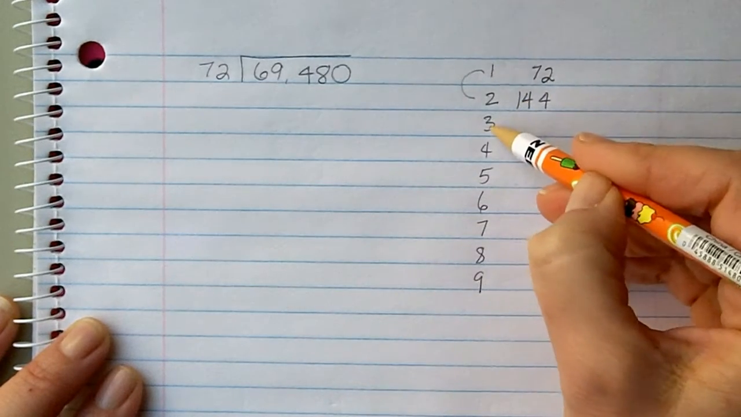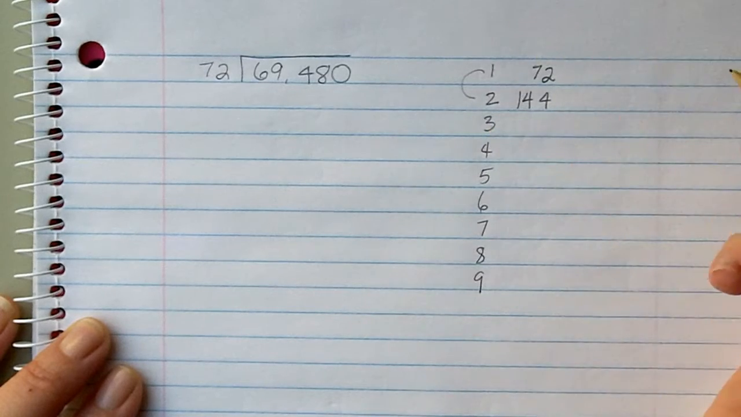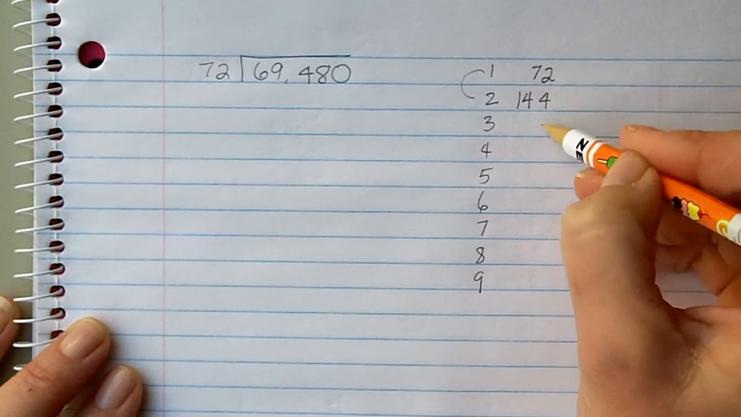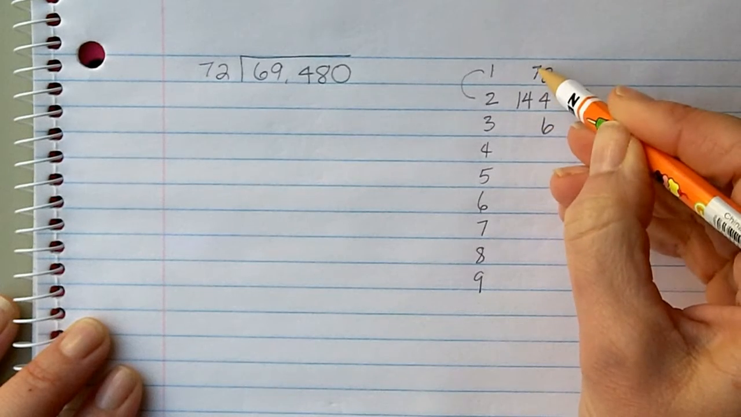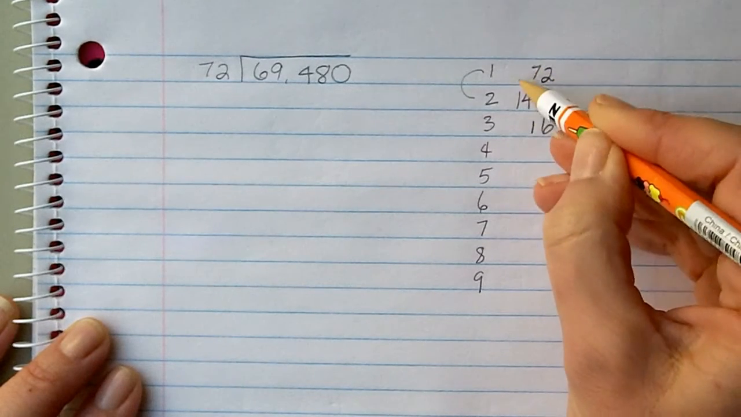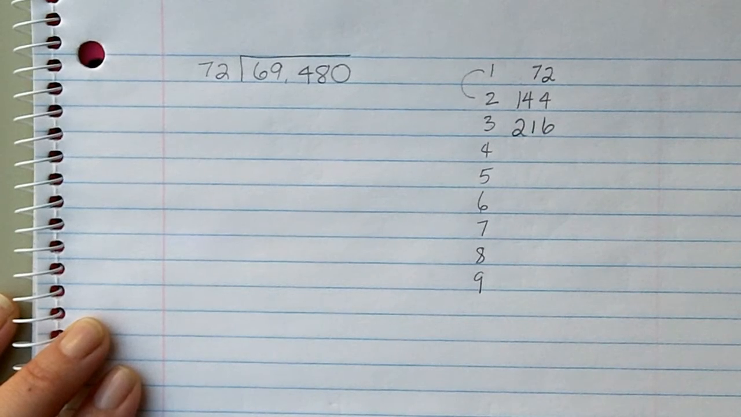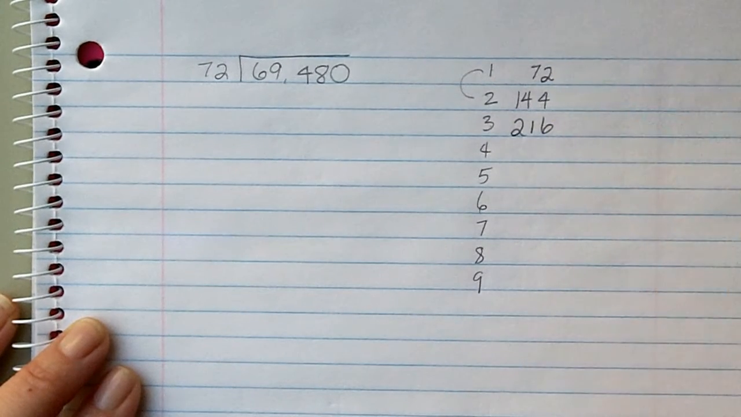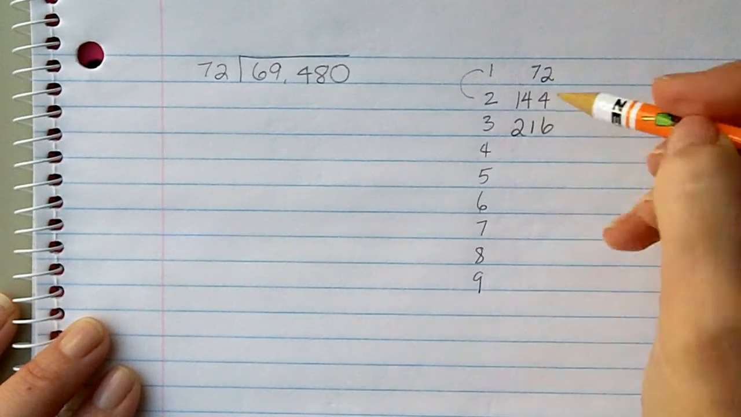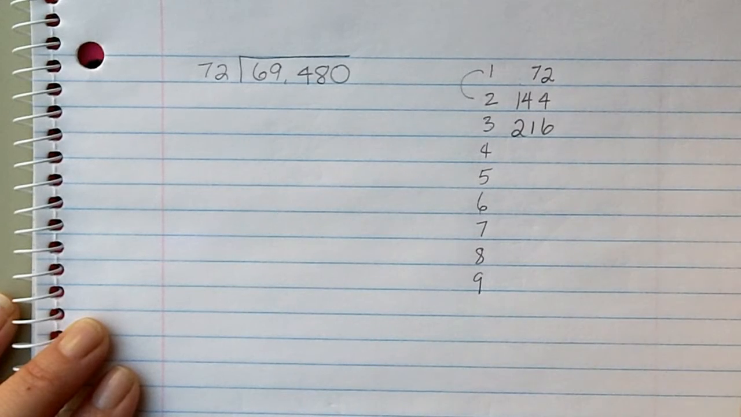For the number 3, the multiple 3 times 72, we just have to add these two numbers together. So 2 and 4 is 6, and 7 and 4 is 11, 1 and 1 is 2. So now we have our first three facts for the multiples of 72. And we're just going to work with these ones and do some doubling to get most of the other answers.